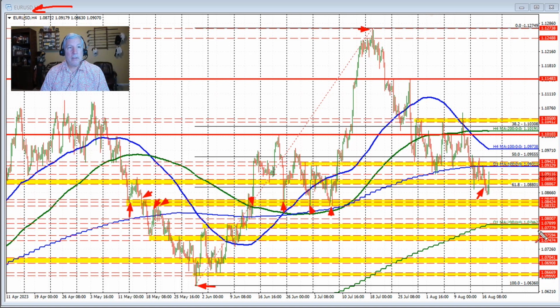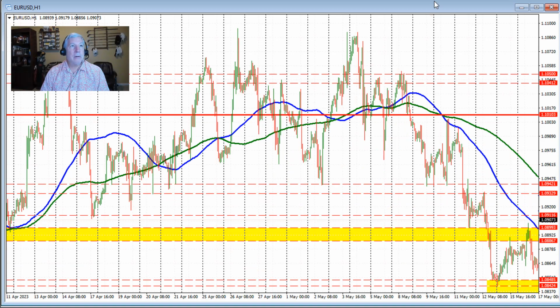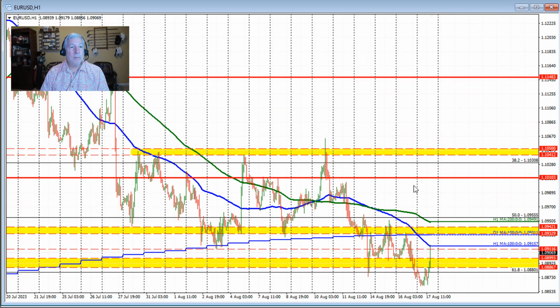The pair is trading to a new high, reaching a level of 1.09179. The 100-day moving average looms above at 1.09311. Putting on the hourly chart here, the price just moved up to the 100-hour moving average. That declining 100-hour moving average currently comes in at 1.0917. As you can see, the price moved a little bit above that level. The last few rebounds to the upside have fallen short of that 100-hour moving average.